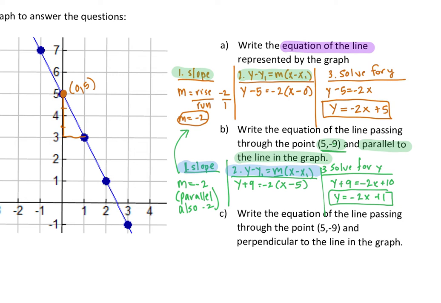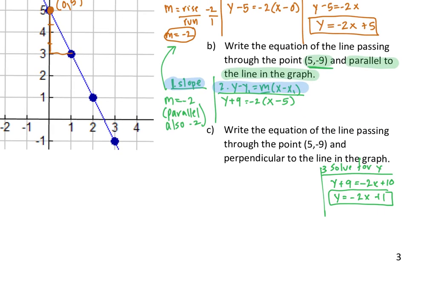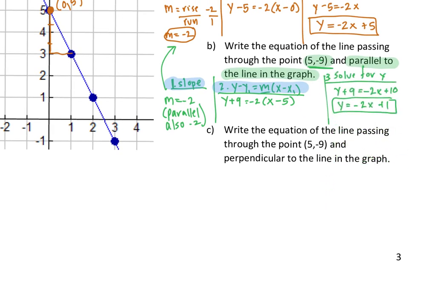Okay, the last problem on here is write the equation of the line passing through the point 5, -9. That sounds very similar to B, okay? But this line is perpendicular to the line in the graph. So the line in our graph has a slope of -2. The first thing we want to do is find the slope of our line.